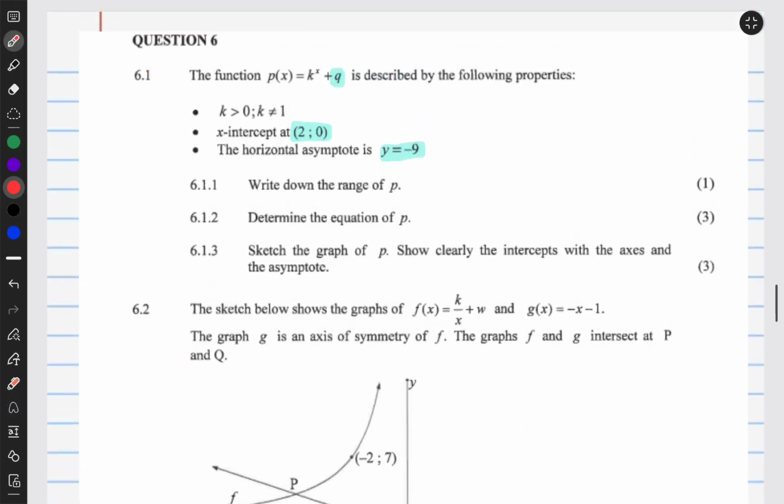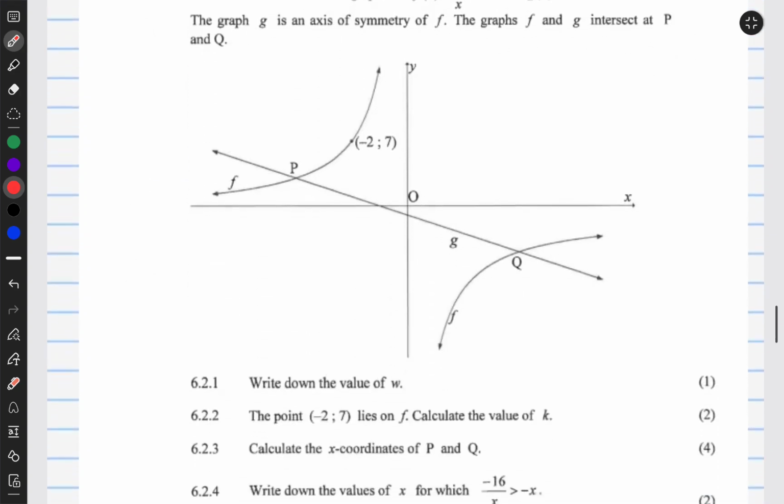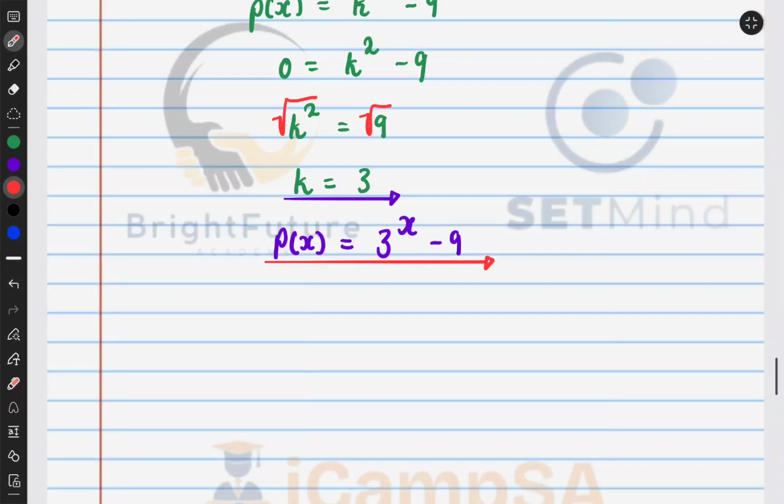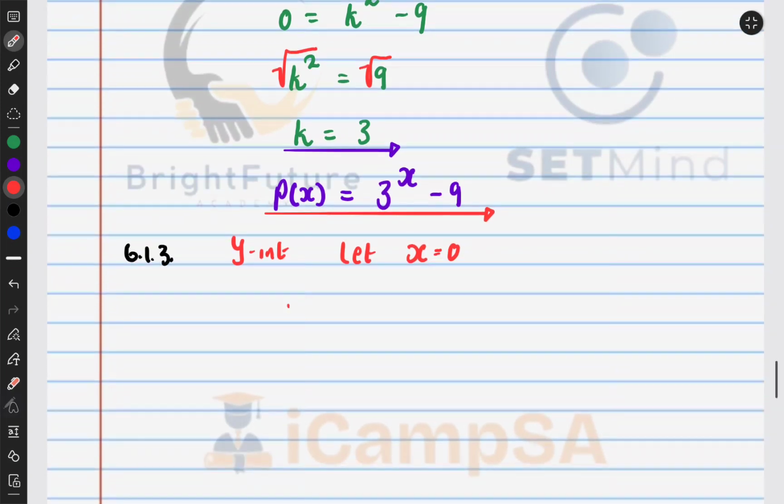Next, sketch the graph of p. Clearly show the intercepts with the axes and the asymptote. We are already given the x-intercept, so we just need to calculate the y-intercept and then we sketch the function. For 6.1.3, for the y-intercept, let x equal 0. So y is equal to 3 to the power of 0 minus 9. 3 to the power of 0 is 1, minus 9. Therefore, y is equal to negative 8. That is the y-intercept of the function.